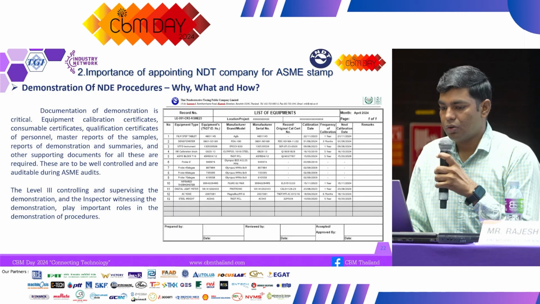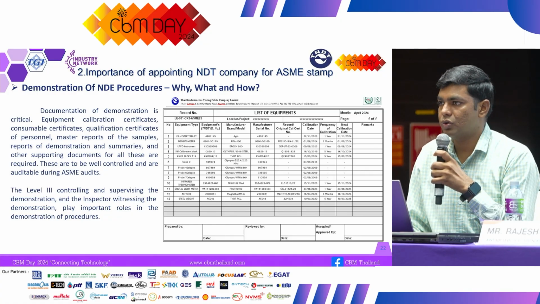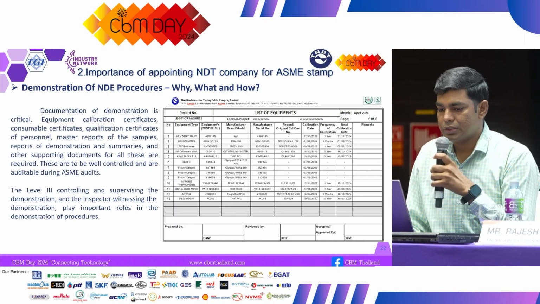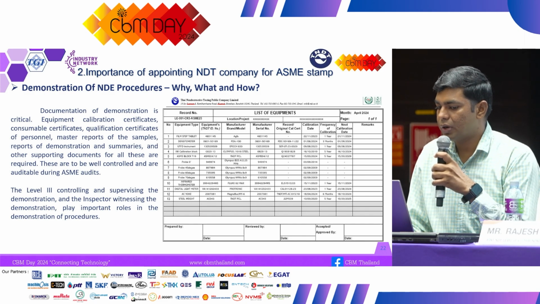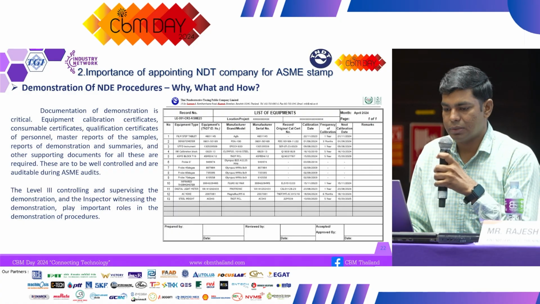Documentation of the demonstration is critical: equipment calibration certificate, consumable certificate, qualification certificate, personnel certificate, master sample report, and demonstration summary. These are all basic once the demonstration is done. The consultant makes sure the company has the equipment, personnel, certificates, and consumable products. They check that the master report and everything is in proper order or not. This is audited by the AI.